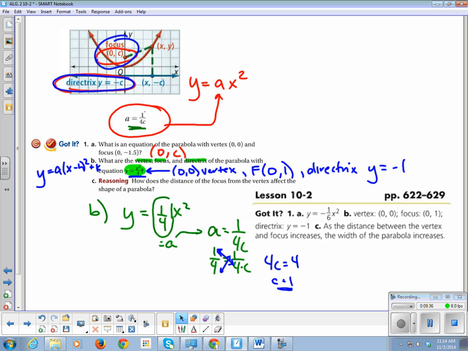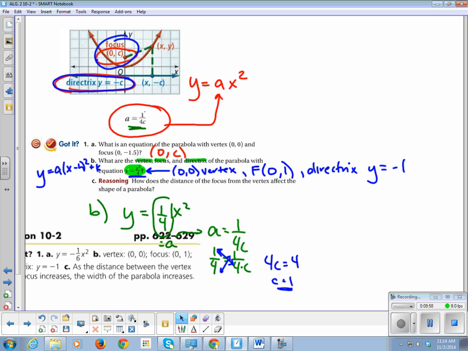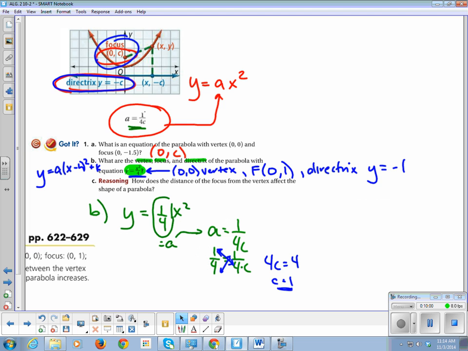So when the distance between vertex and the focus is big, you get a nice wide fat parabola. And the smaller it is, the more narrow your parabola gets. The bigger it is, the fatter. So a big difference between focus and directrix will be a nice fat parabola.